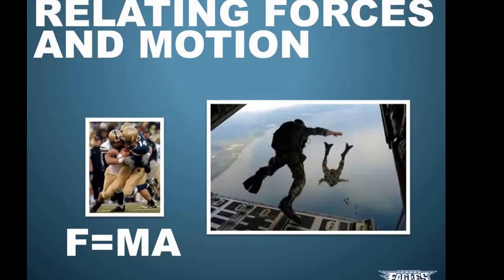And so if you jump out of a plane, the acceleration of gravity, just a random number that you should probably store in your brain, is 9.8 meters per second squared. And what that means is that every second you are accelerating 9.8 meters per second. So after 1 second, you would be going 9.8 meters per second. And then after 2 seconds, you would be going 19.6 meters per second.